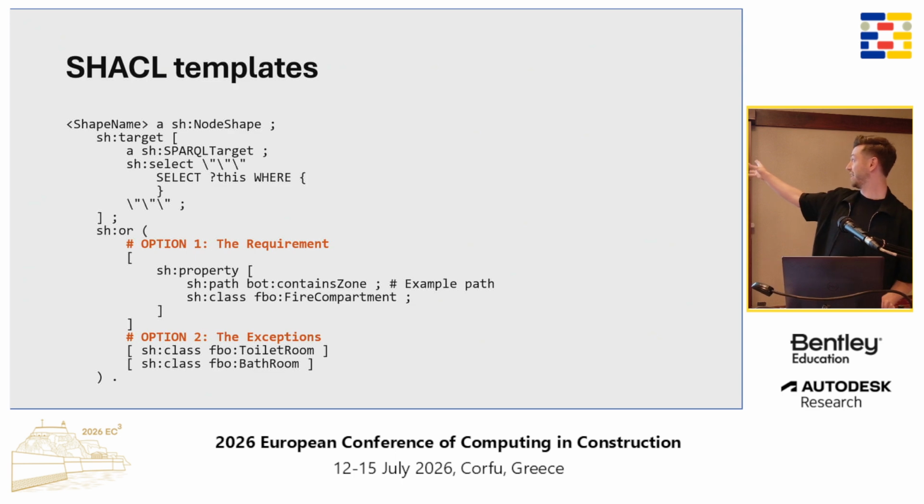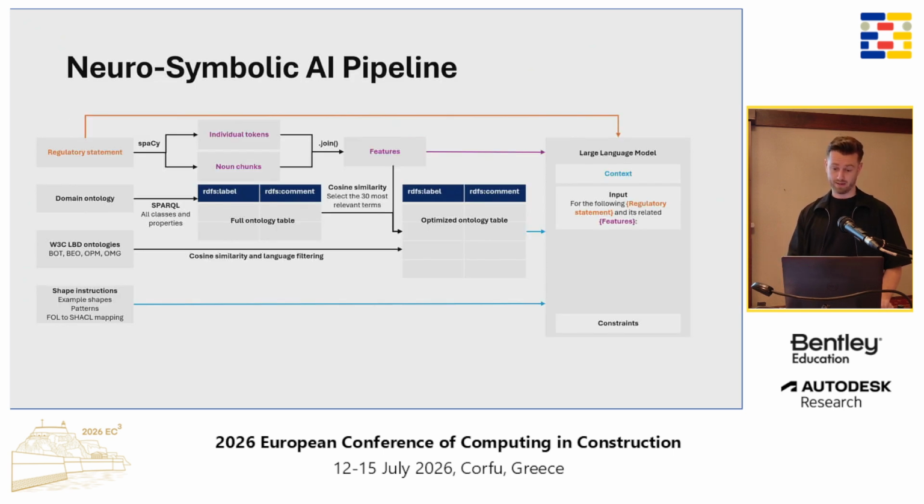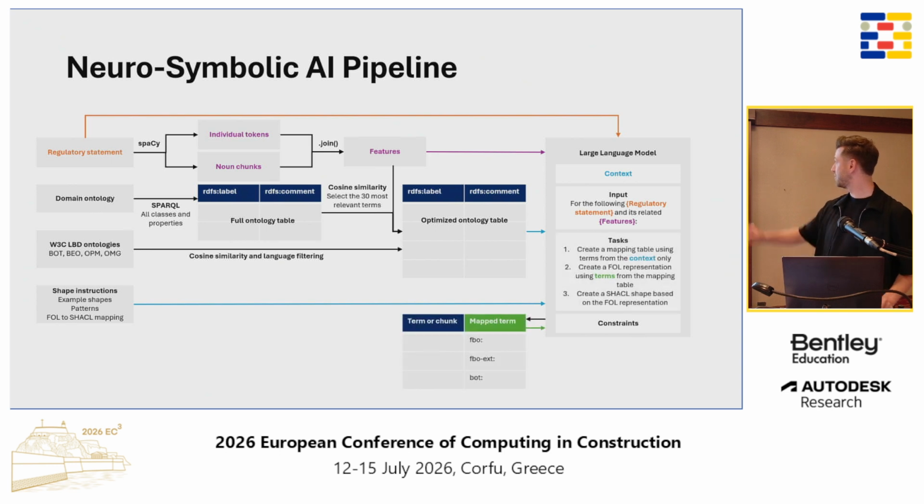This is one of these example templates that we give to the LLM. So here we show how it should deal with requirement and exception logic and how to model that in a SHACL way, because there are multiple ways of modeling it. And it should match the modeling principles of our Linked Building Data graph. So we load these things. Then we create multiple tasks for the LLM.